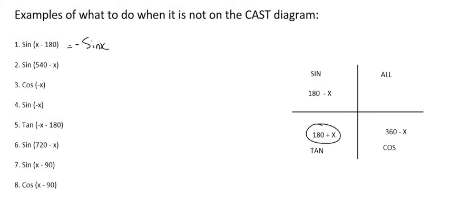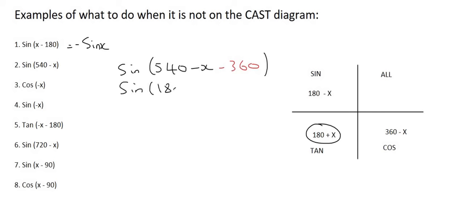The next one says sin 540 minus x. So this one we will have to minus 360. And then if you had to simplify all the like terms, it's going to give you the sin of 180 minus x, which is over here. And so this just becomes sin x. And because it's in the quadrant where sin is positive, we can leave that answer as a positive.